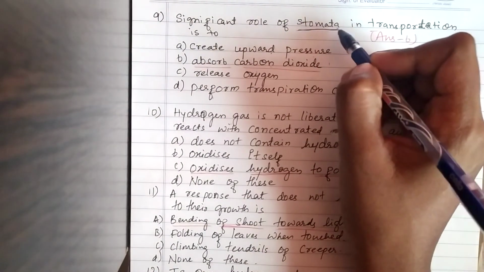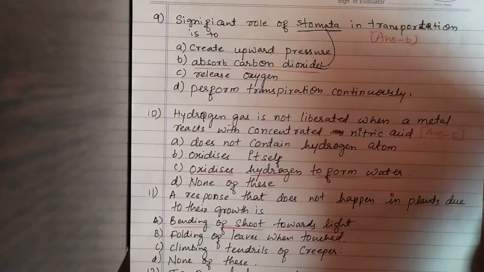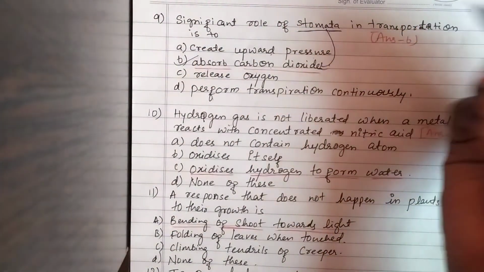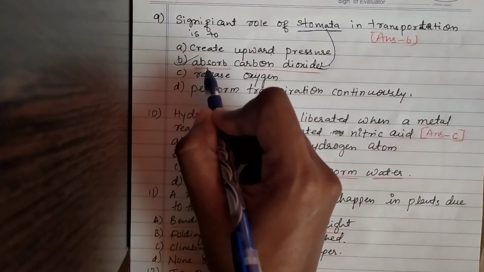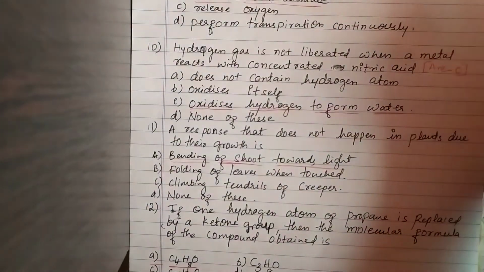We know that the stomata helps in absorption of carbon dioxide. So that's your right option. Ninth question, the answer is B, that is absorb carbon dioxide. Let's go with the next question.